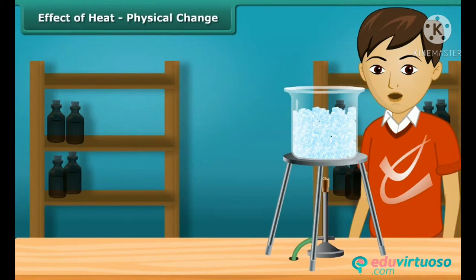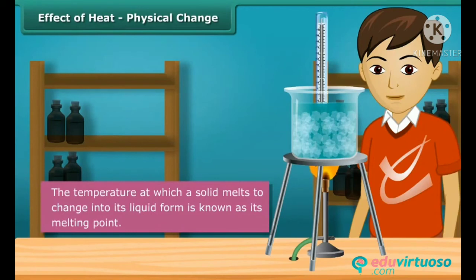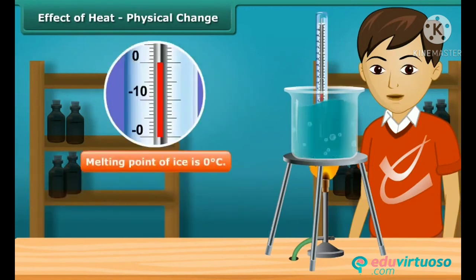On heating, a solid changes to liquid and a liquid changes to gas. Conversely, on cooling, gas loses heat to change into a liquid and a liquid loses heat to change into a solid. The temperature at which a solid melts to change into its liquid form is known as its melting point. Melting point of ice is 0 degrees Celsius.